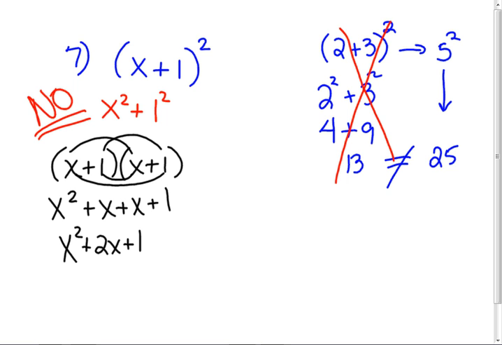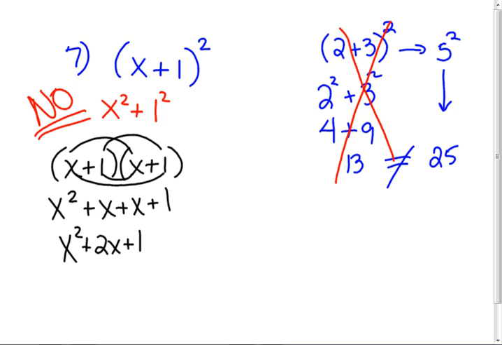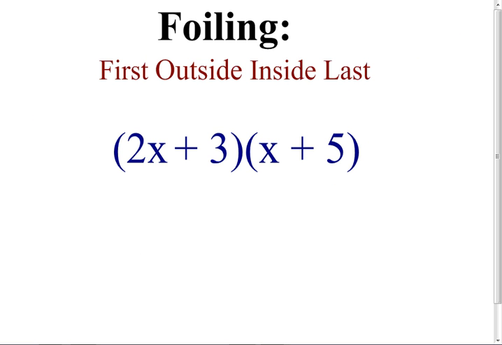And let's go ahead and do this one. Does somebody want to? Let's do this one together. Okay, so copy it down. I'll give you a chance to copy it down.